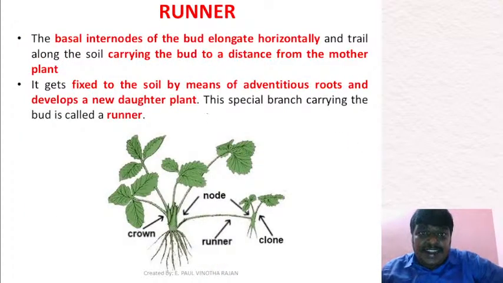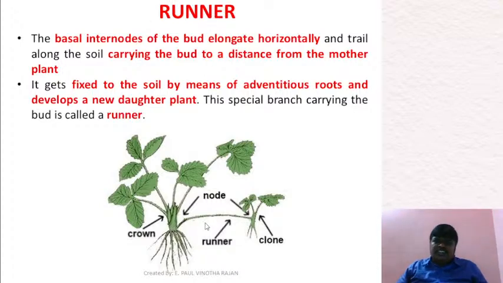The next is called runner. The difference, more or less, is the same. The stolons and runners are the same. In the case of stolons, the branches arise from the base of the stem. But here, it arises from the basal internode. We know what is internode. The region between the two nodes is called internode.